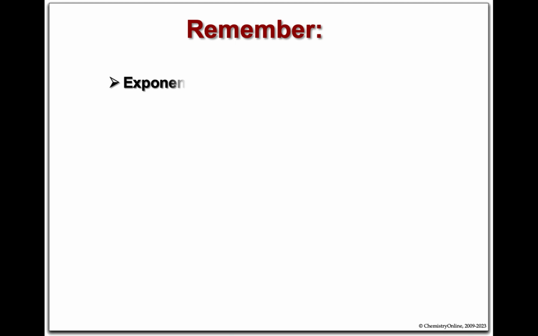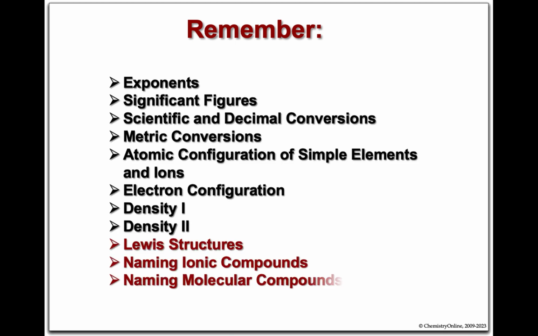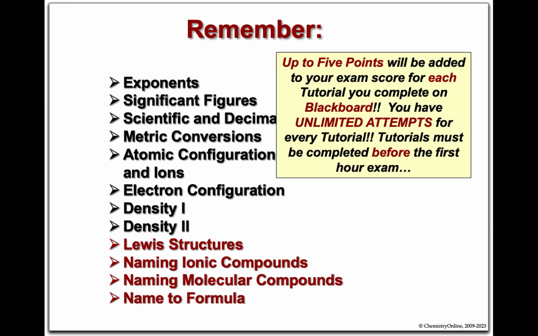Today we added Lewis structures, ionic compounds, molecular compounds, and names to formulas. Remember, these are worth 5 points each as extra credit, added to your point total. It's the same as adding it to your first hour exam. There's a lot here already. Please make sure you do these. They must be complete before we do our first hour exam. Got it? All right, guys, have a good day.